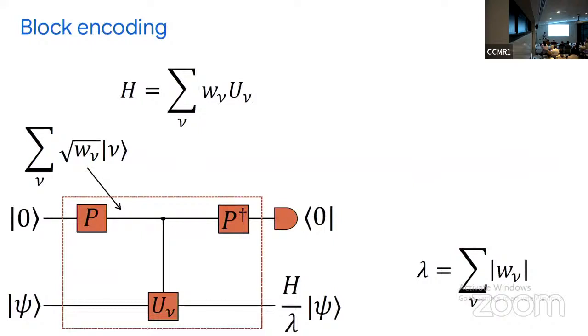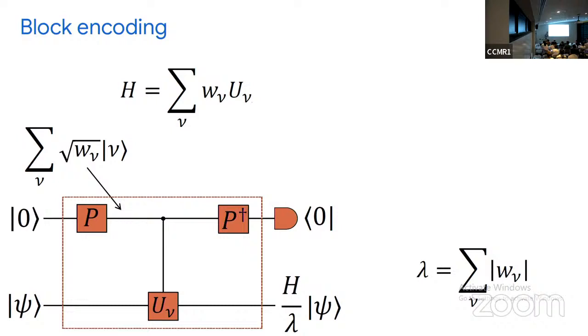So to give you a speed course in block encoding and linear combination of unitaries, the idea is that, say, you have some target system, then imagine you have an ancilla. Say you're given this Hamiltonian as a linear combination of these unitaries U_nu with weights w_nu. The preparation is giving you this superposition with square roots of weights. You do a controlled unitary, inverse prepare, and project onto 0. What you're getting is that Hamiltonian applied to the target state.